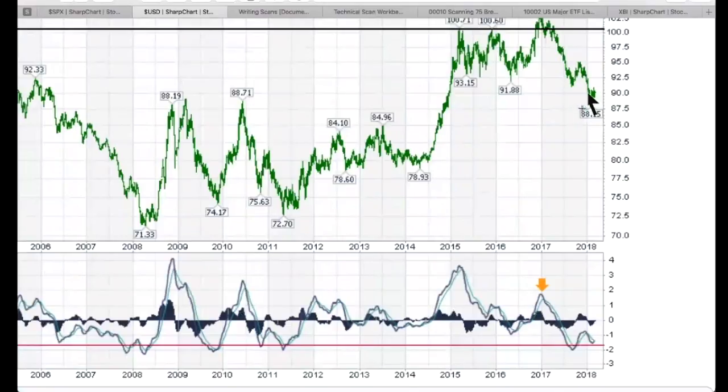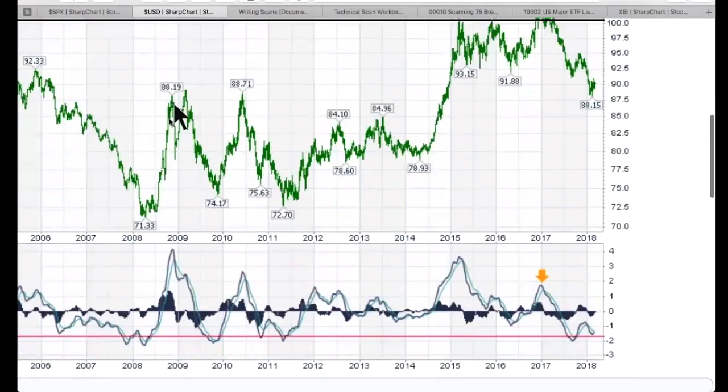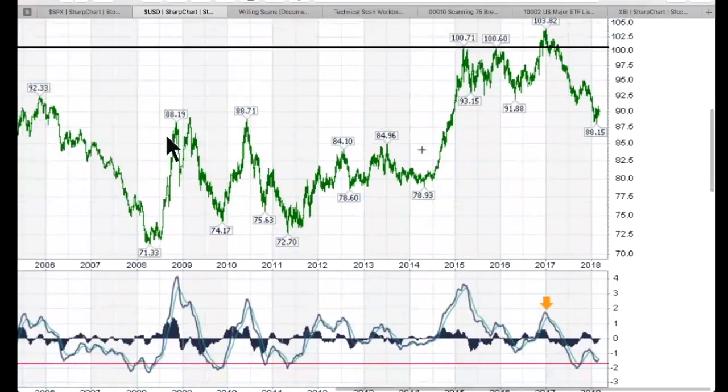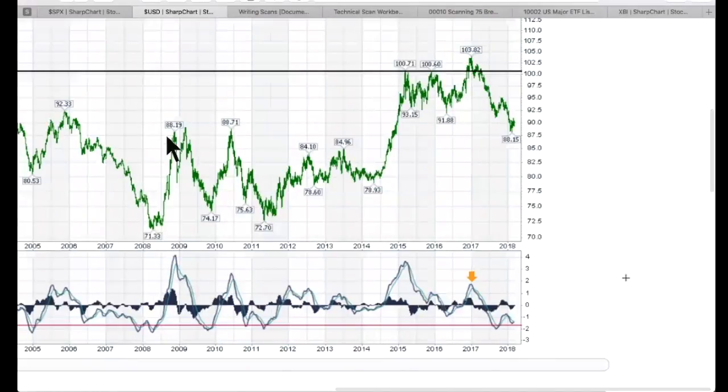And sure enough, the market is trying to bounce off that level now. So here we are at 88.15. These are at 88.19 and 88.71. On something as big as the US dollar, it's amazing that it is holding within half a cent. So that's really, really huge.